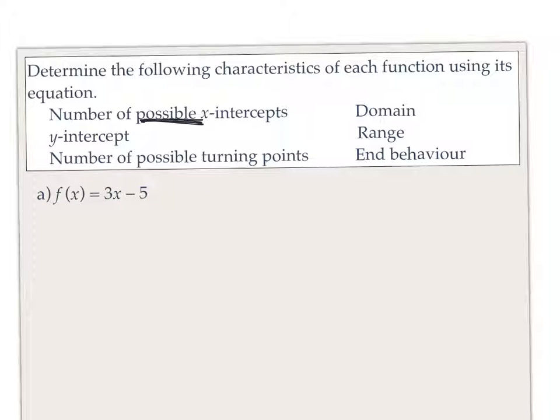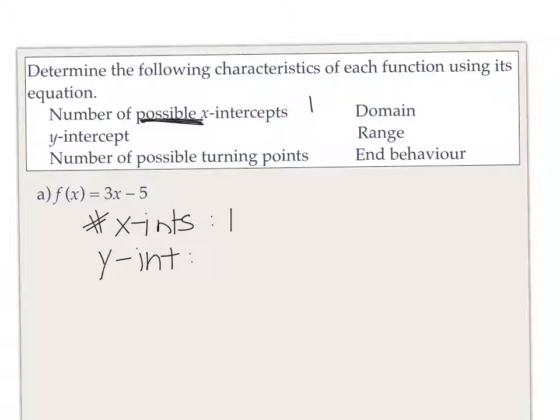The possible number of x-intercepts is always equal to the degree. So here, does anyone remember what the degree of this would be? 1, because the exponent is 1. So the number of possible x-intercepts is also 1. So it's just 1.